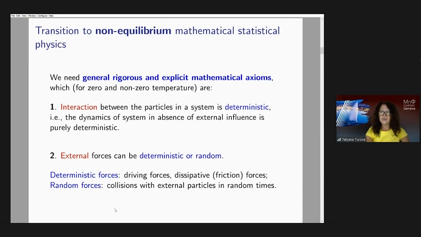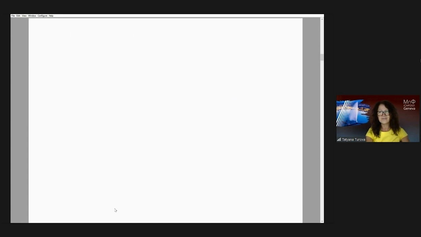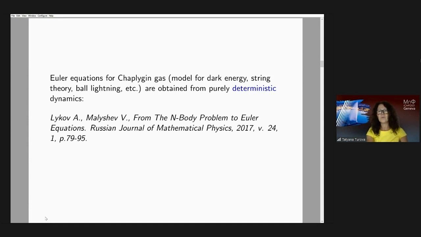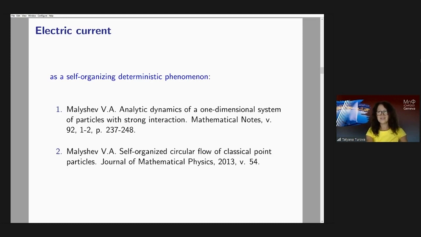In this program, a group in Moscow worked on different questions. And the results are that a deterministic force on one particle only might bring a system of many particles to a fixed point. Another application: one can start with a purely deterministic dynamics and derive Euler equations, for example, for a plug-in gas. Furthermore, such a known phenomenon as an electric current can also be described in a purely deterministic way as a self-organizing behavior.